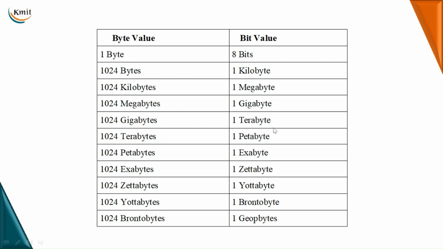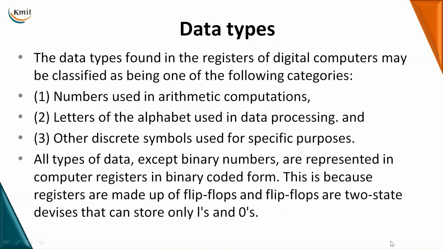Gigabytes and terabytes are used for high storage capacities. Nowadays your SSDs, solid state disks, and hard disks store large amounts of information in the form of gigabytes and terabytes. So these are all the storage capacities and information about your conversions from bits to bytes.